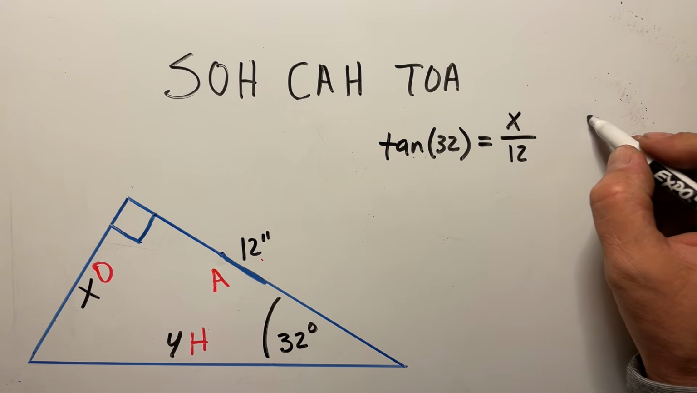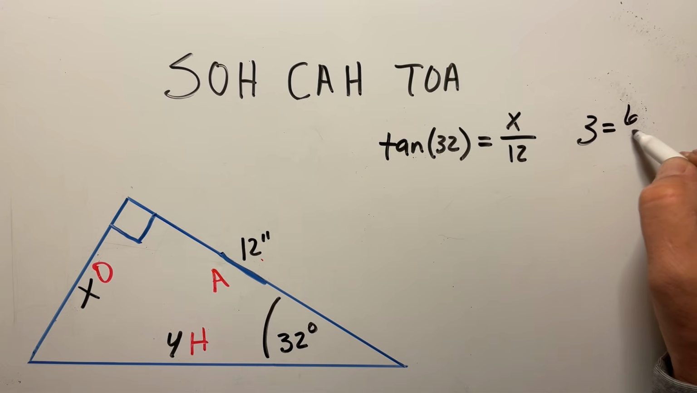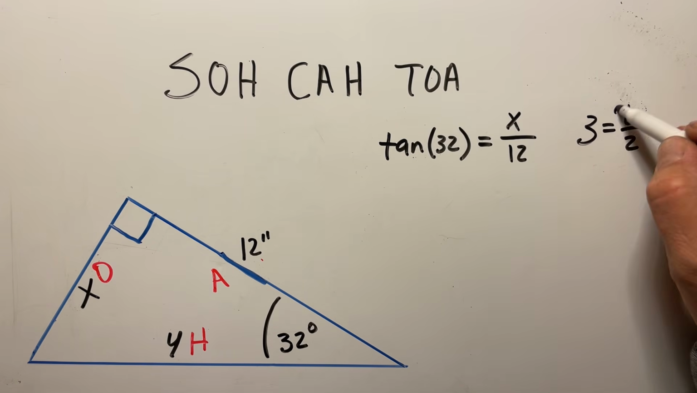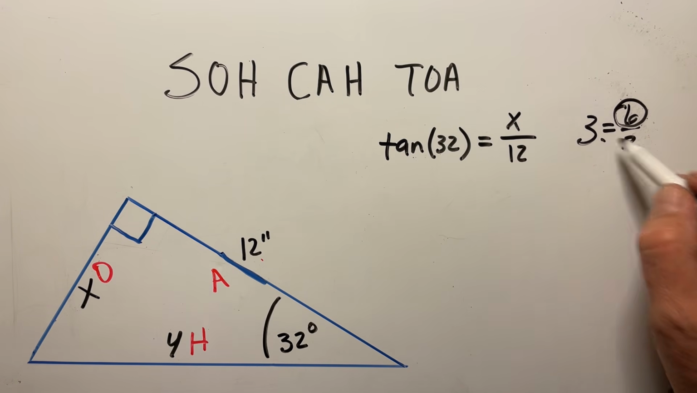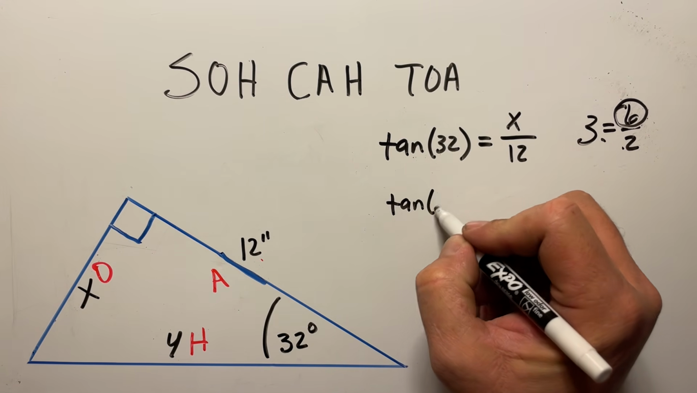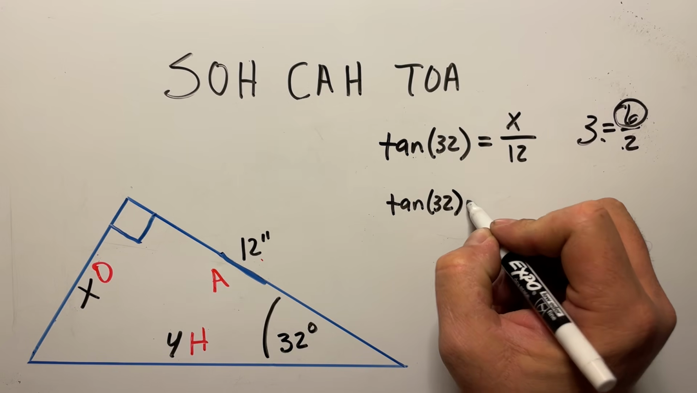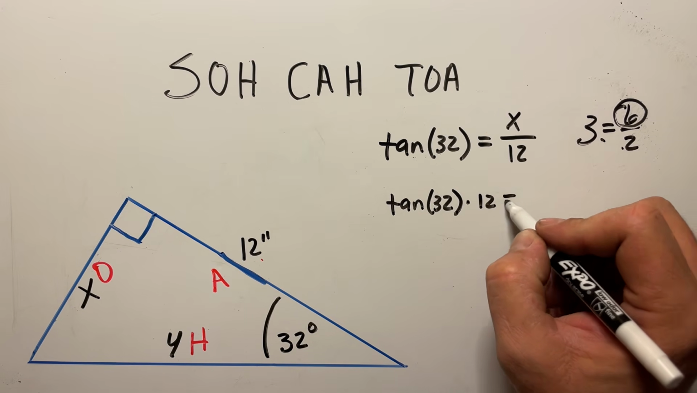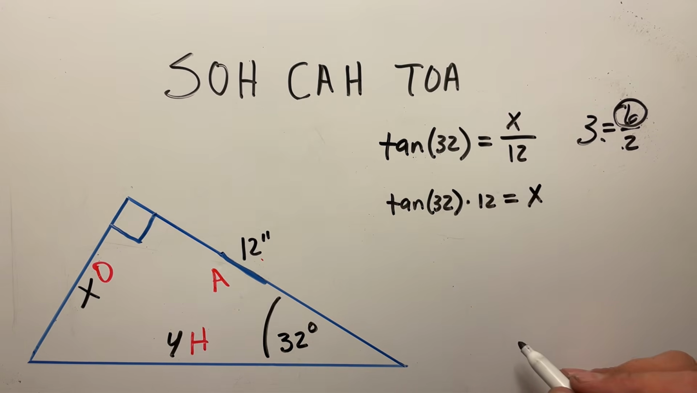And then we can use that same little formula, 3 equals 6 divided by 2. Our missing side is here. We know we need to multiply these two together in order to arrive at that answer. So this will be the tan of 32 multiplied by 12 will be equal to our answer.